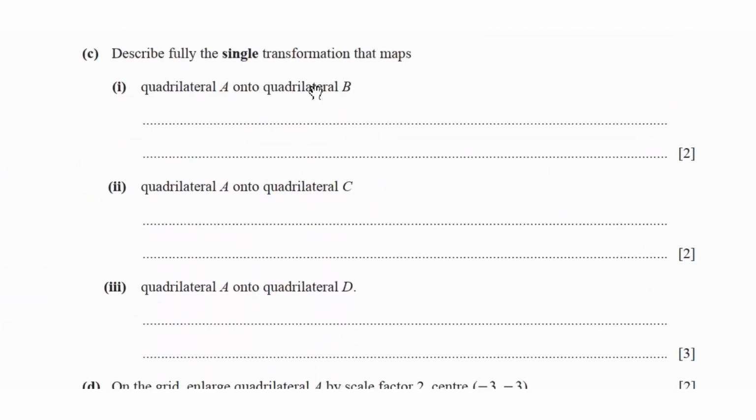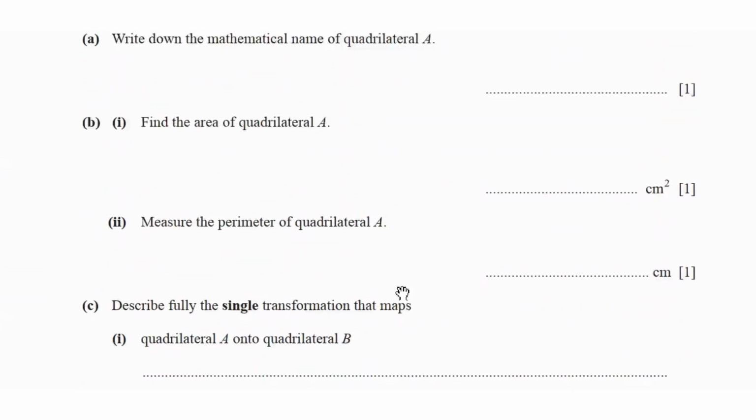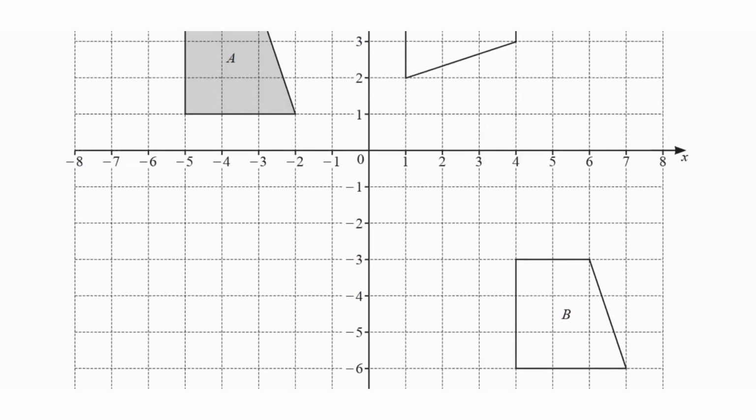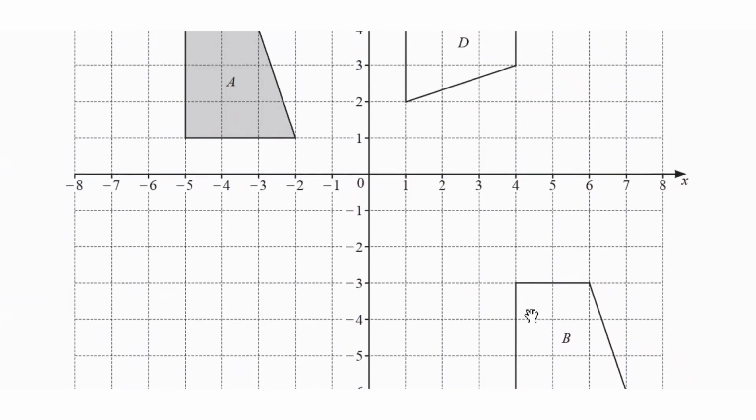Next part says, describe fully the single transformation that maps quadrilateral A onto quadrilateral B. So if we compare quadrilateral A with quadrilateral B, we can see that it's a translation. Why? Because the size of the shape is exactly the same, and so is the direction of the shape. So let's pick a point on shape A and the corresponding point on shape B. Let's compare the coordinates. So this point has the coordinates of -3 and 4. And this one has the coordinates of 6 and -3.